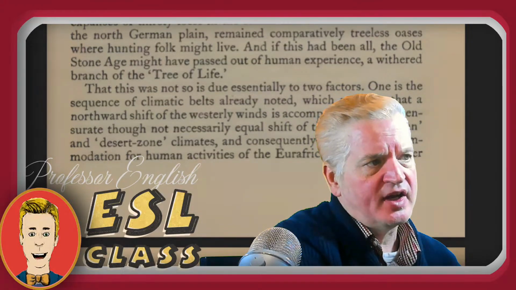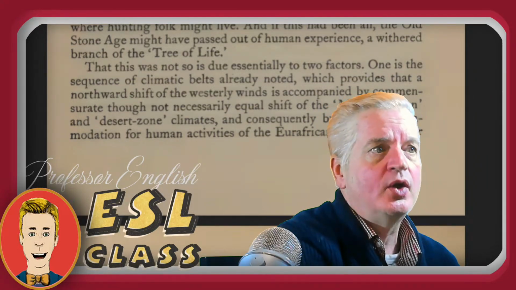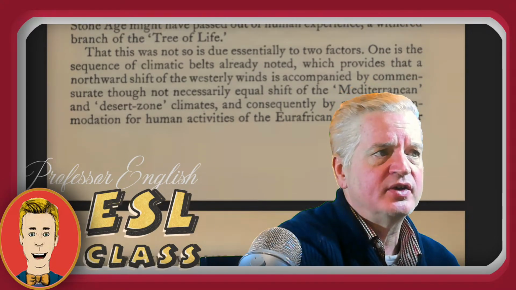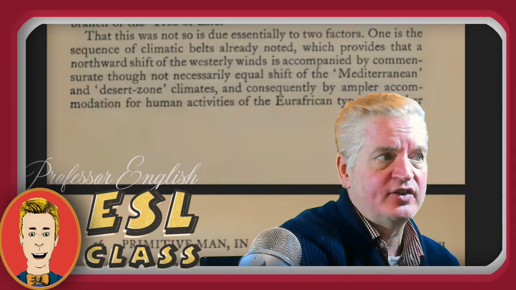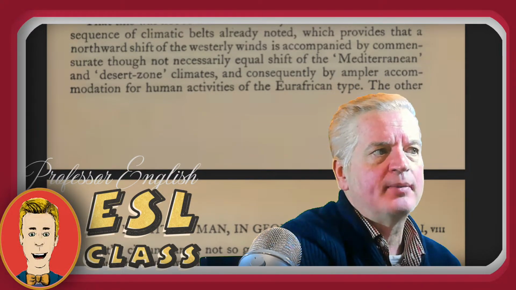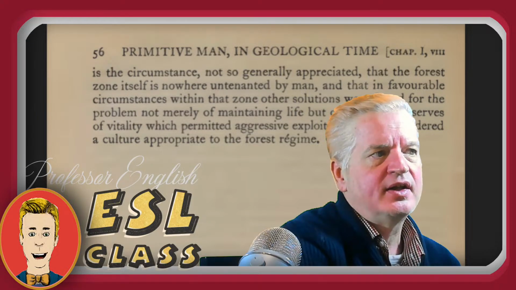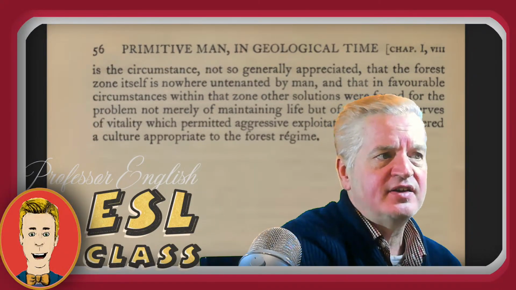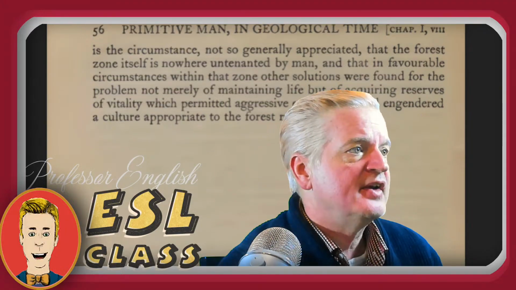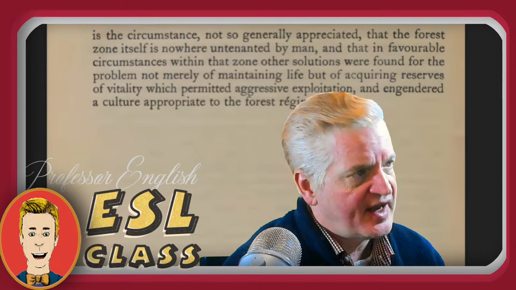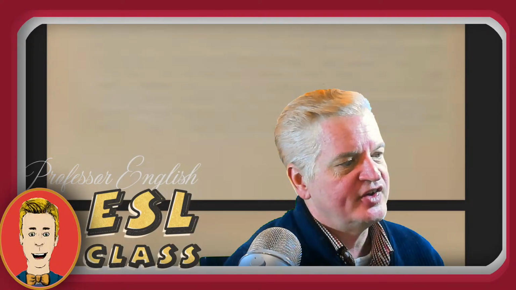That this was not so is due essentially to two factors. One is the sequence of climatic belts already noted, which provides that a northward shift of the westerly winds is accompanied by a commensurate, though not necessarily equal, shift of the Mediterranean and desert zone climates, and consequently by ampler accommodation for human activities of the Euro-African type. The other is the circumstance, not so generally appreciated, that the forest zone itself is nowhere untenanted by man, and that in favorable circumstances within that zone, other solutions were found for the problem, not merely of maintaining life, but of acquiring reserves of vitality, which permitted aggressive exploitation and engendered a culture appropriate to the forest regime.